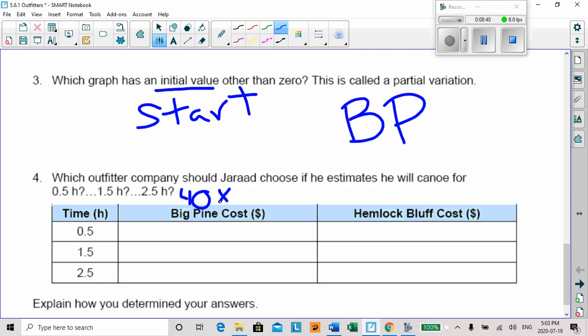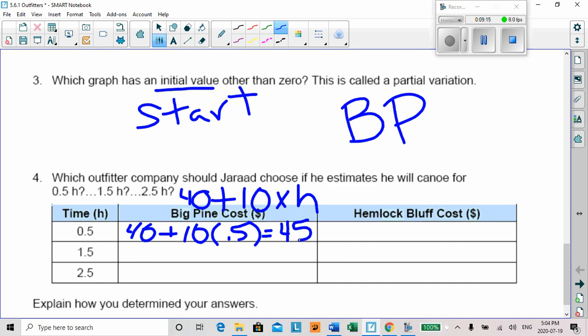We know that Big Pine is $40 per hour. So I'm just going to say times the number. No, it isn't. It's $40 plus the flat fee. I made a mistake there. It's $40 plus $10 times the number of hours, because that's how we figured it out in the chart at the top. So if we use it for 0.5 of an hour, we're going to have 40 plus 10 times 0.5, and that is $45.